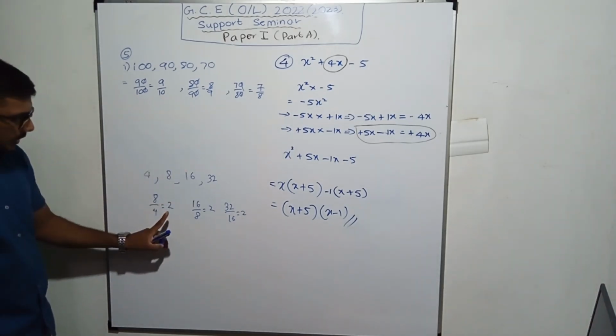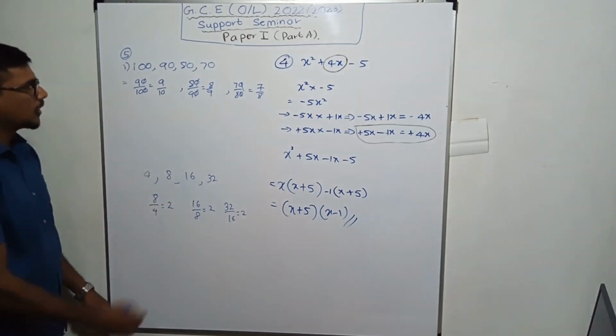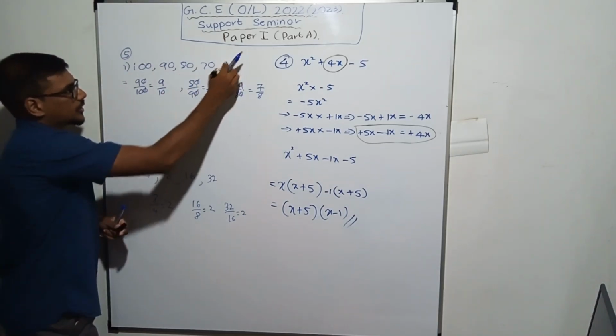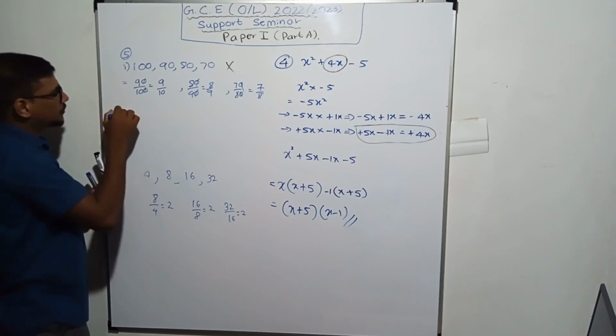Here it was common, right? Here each and every place it was 2. So the first one is not a geometric progression. We'll move to the next one.